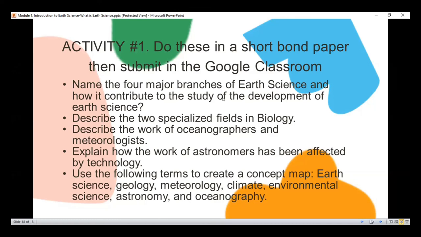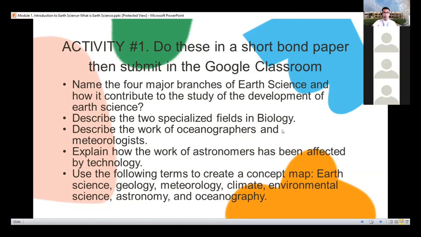So you're going to name the four branches of earth science and how each contributes to the study of the development of earth science. The second one is that you're going to describe the two specialized fields in biology, describe the work of oceanographers and meteorologists, and explain how the work of astronomers has been affected by technology. And with the following terms, I want you to create a concept map. These terms are earth science, geology, meteorology, climate, environmental science, astronomy, and oceanography.